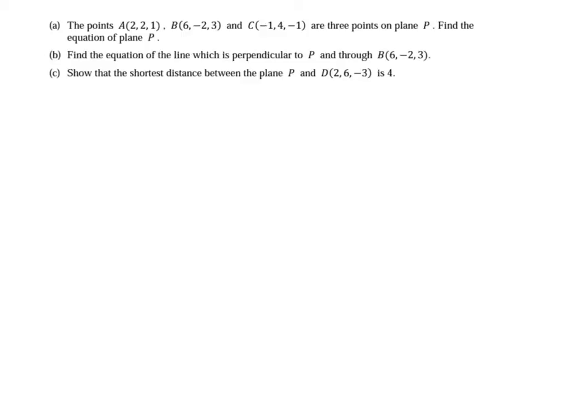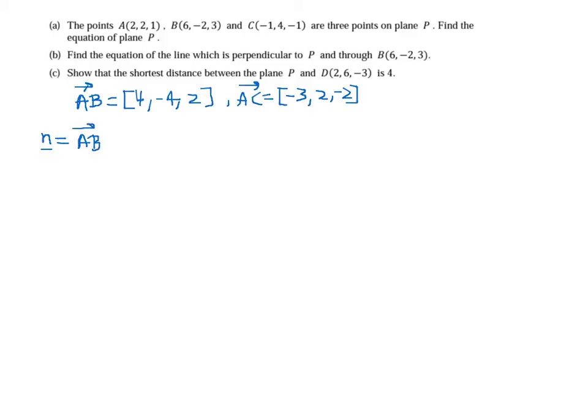Right, to find the equation of a plane, we need the normal of the plane, and then one of these points will do to form the equation of the plane. So what we do is get two vectors, AB and AC, using these three points, and then we find the normal. The fastest way, of course, is to find the cross product of AB and AC.